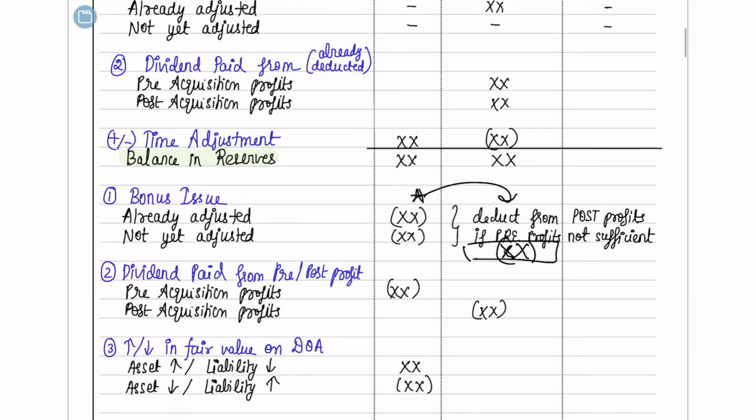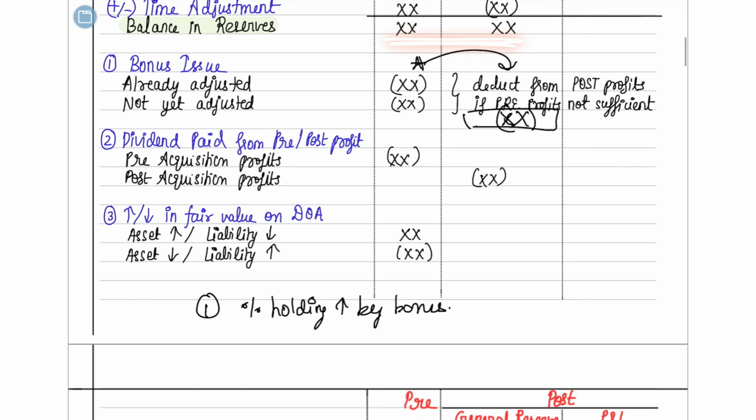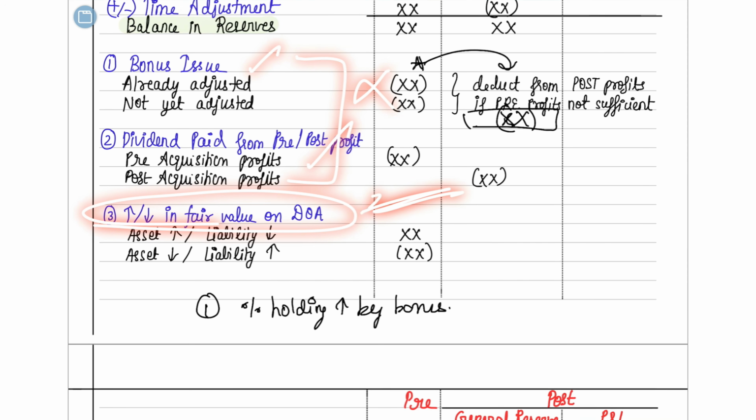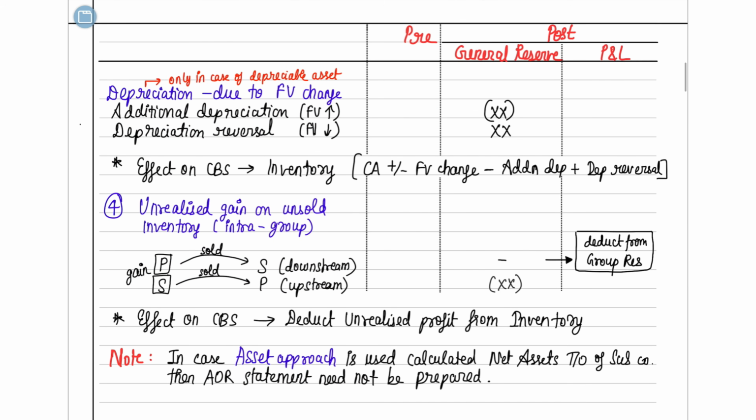After that you will find a total. From that total again you have to do adjustments if there is any bonus, dividend paid, or increase or decrease in fair value. In our question the first two are not there, but the increase or decrease in fair value is given in the question. So we do that adjustment, and then you do the remaining adjustments, depreciation adjustment, then your unrealized gain adjustment, and you finally find out your total, the final answer.